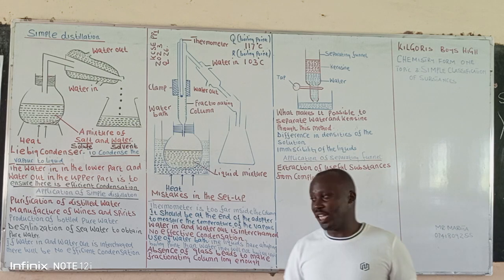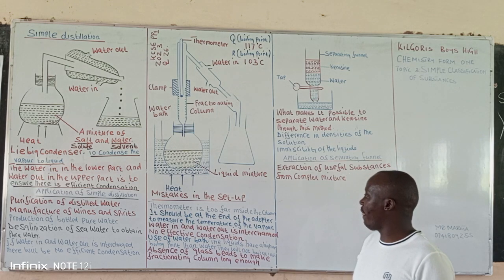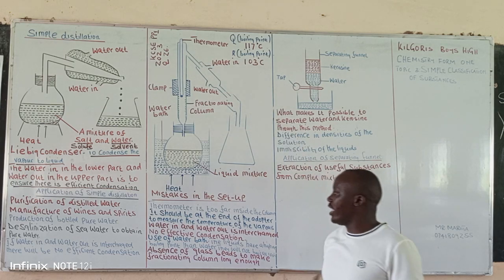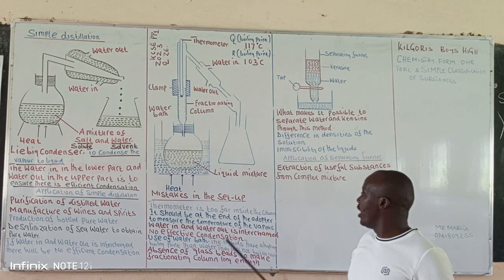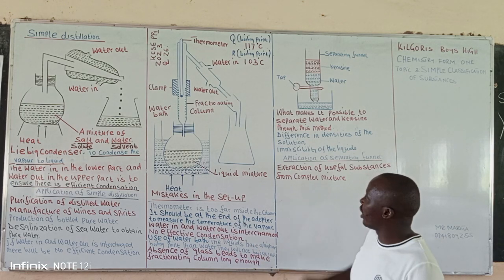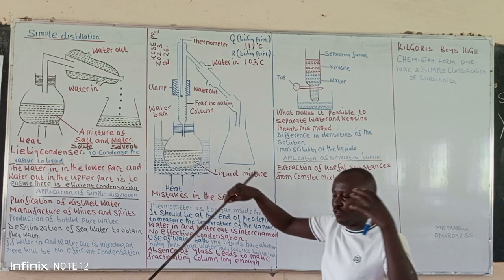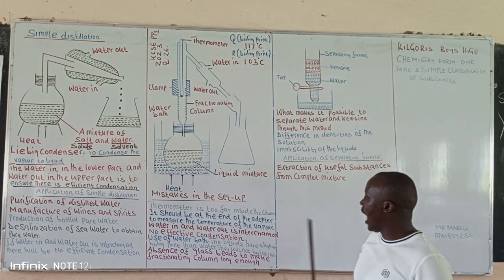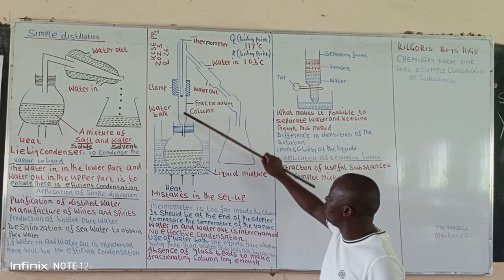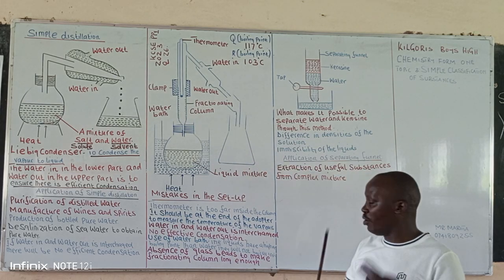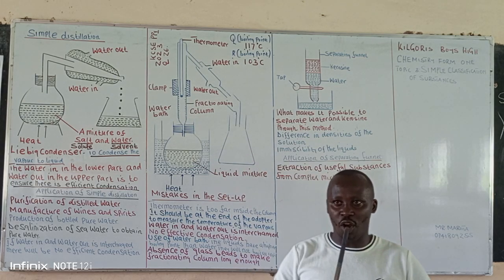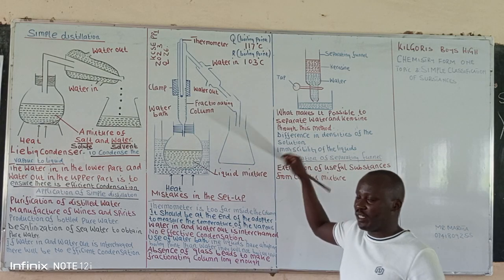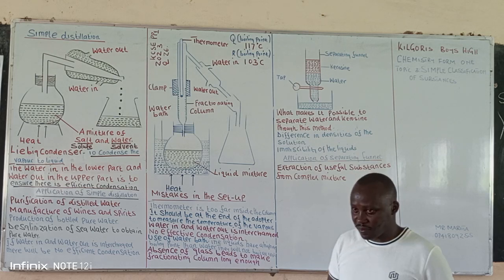Then the second mistake you can see is where the thermometer is being placed. The thermometer, this one here, is too far inside the column, as you can see. It should be at the end of the adapter, at this point here, because it is normally used to measure the temperature of the vapor. So that is a mistake because the thermometer is far inside the column.